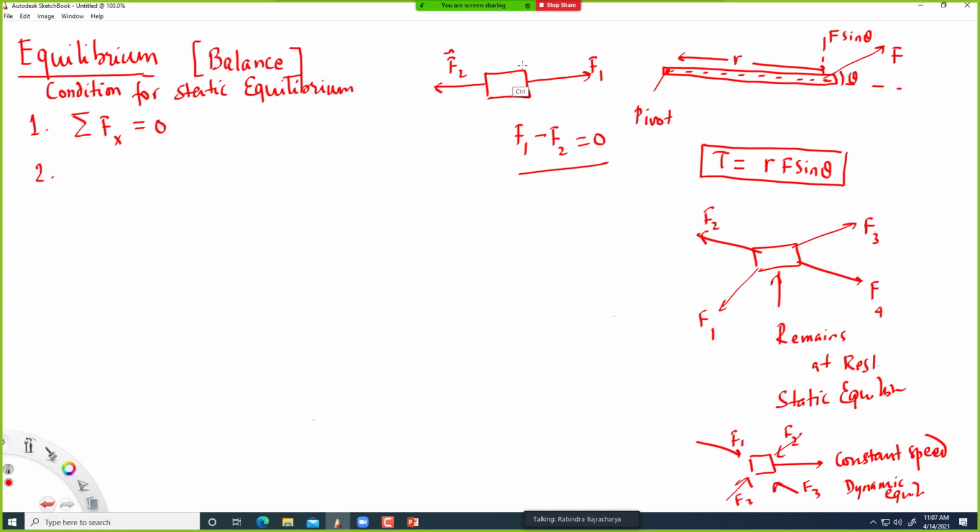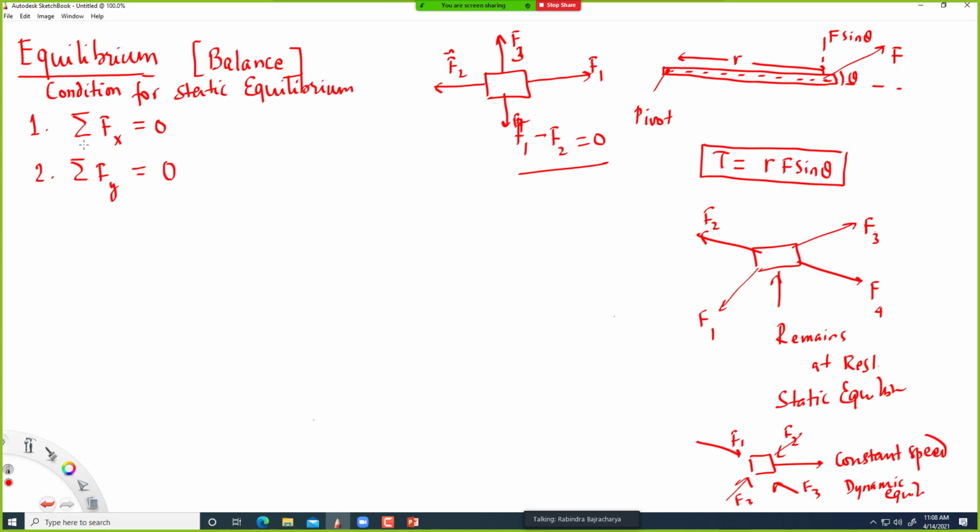Likewise, for the object to be in equilibrium in the y direction, the forces applied in the y direction must also add up to 0. Let's say this is F3, F4. You add all the forces along the y direction, and if they add up to 0, then you can say that this object is in equilibrium. So those are the two conditions for equilibrium, and we already saw that in the previous chapters.